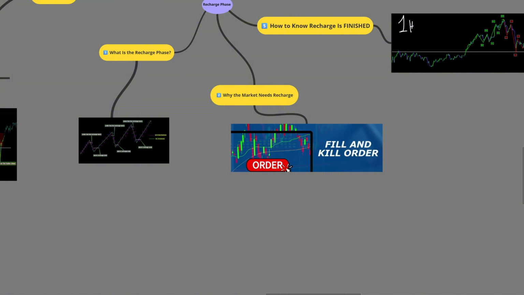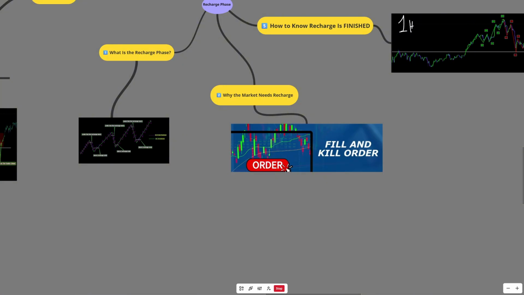Sometimes it's short, sometimes long, sometimes it's choppy. The duration depends on how much liquidity the market needs in that area. The recharge ends only when the market has collected enough orders, enough stop losses, enough trapped traders, enough volume. Then the next phase is momentum, and that's where the next phase starts.